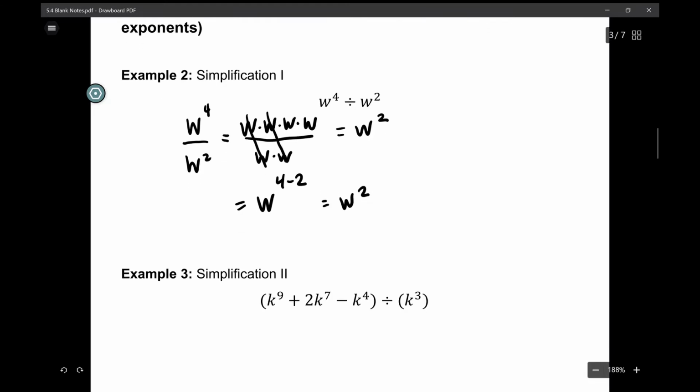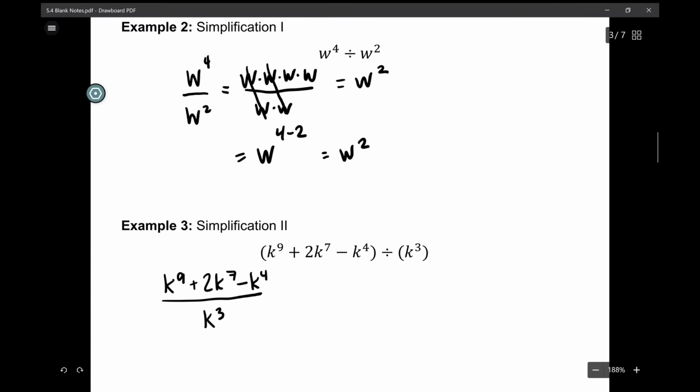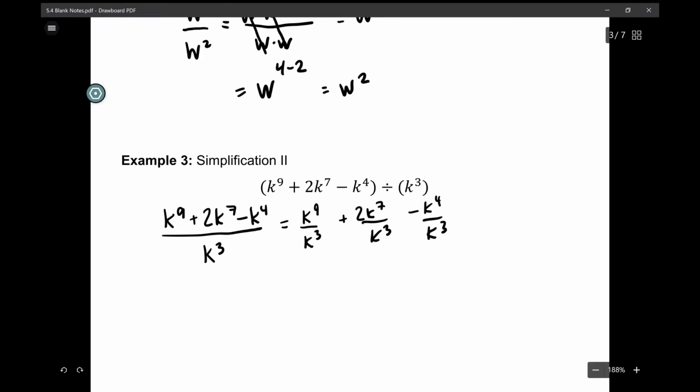Well, okay, let's try a little bit harder one. What if we have k to the 9th plus 2k to the 7th minus k to the 4th divided by k cubed? Well, when the divisor is a single term, like in this case k cubed, remember, we can break this up into 3 separate fractions. We can make it as k to the 9th over k cubed plus 2k to the 7th over k cubed minus k to the 4th over k cubed. Now, if it was the other way around and we had the 3-term expression in the denominator, we would not be able to do this. It's only when you have a single term in the denominator.